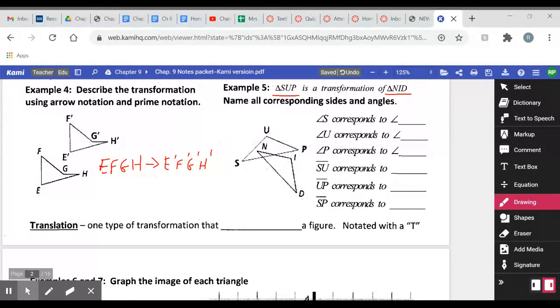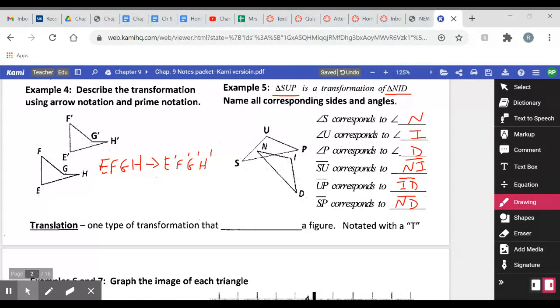So first letter, we know angle S corresponds to angle N. We can see middle letter, U corresponds to I. And we can see last letter, P corresponds to D. Okay, we can also see first two letters, SU corresponds to first two letters, NI. Last two letters, UP corresponds to ID. And first and last, SP corresponds to ND. Okay, and I can put the line segment symbols on all those.